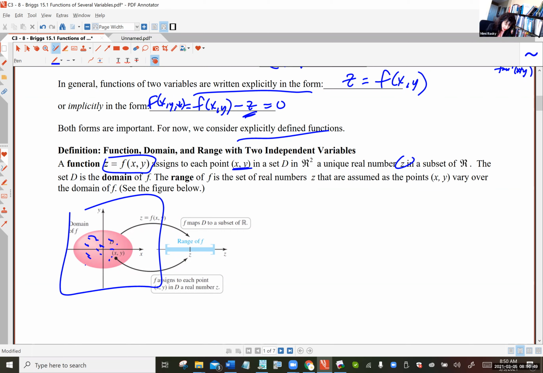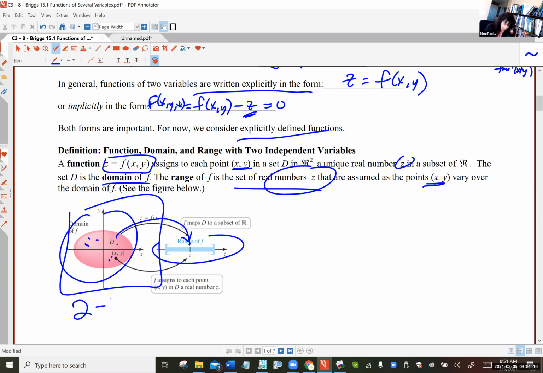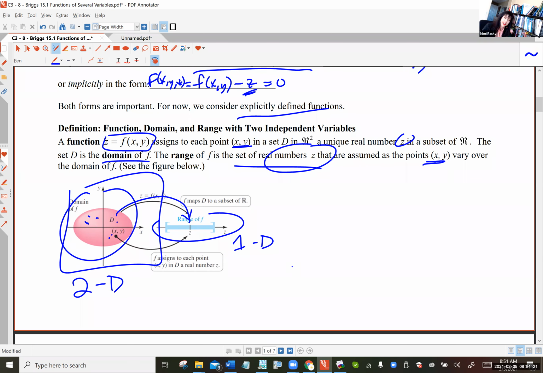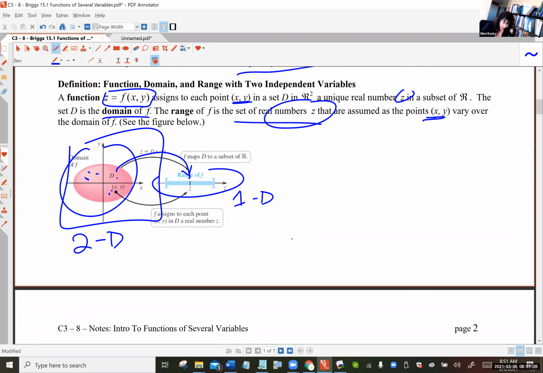Okay, so the set D here, let's say this colored in oval, would be the domain of the function, and the range would be the set of all real numbers z that get corresponded to each of the xy points. So here z is a real number, and the function is mapping you from 2D to 1D. It's a mapping, and if you took linear algebra, you'll know about transformations where you have a domain and a range, if it's a function, or a domain and a codomain if it isn't actually a function. I don't want to get too much into that, but in linear algebra you'll have fun with that.